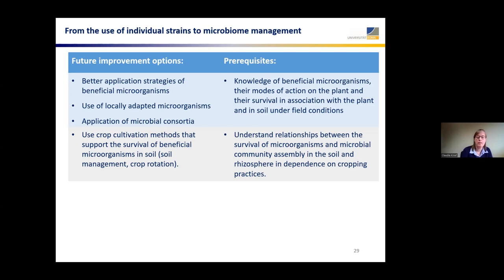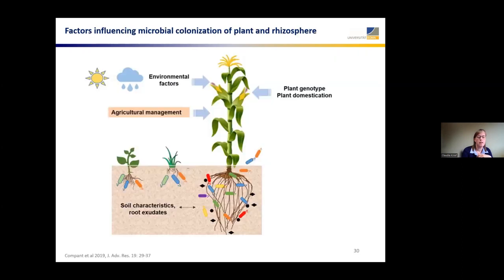That, of course, means that we need to understand the relationships between survival and activity of microorganisms in the rhizosphere, in the endosphere, in dependence on cropping practices. And I would like to point out that agricultural management is not the only influence factor for plant-associated microorganisms. The soil characteristics play a role. The plant root exudates that the plant is releasing into the rhizosphere will largely determine how a rhizosphere root microbiome looks like. This is directly and indirectly, via the plant, influenced by environmental factors, and the plant genotype, the plant species itself, plays a role.